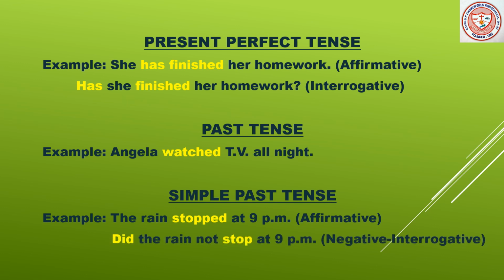Next one is, did the rain not stop at 9 p.m.? And you can follow that this is an example of negative interrogative sentence which has been turned from the affirmative one and this is related to simple past tense.